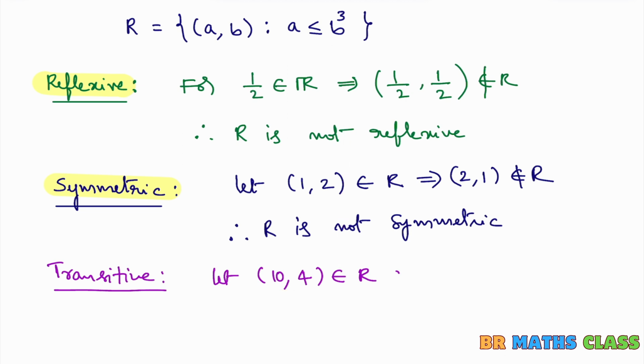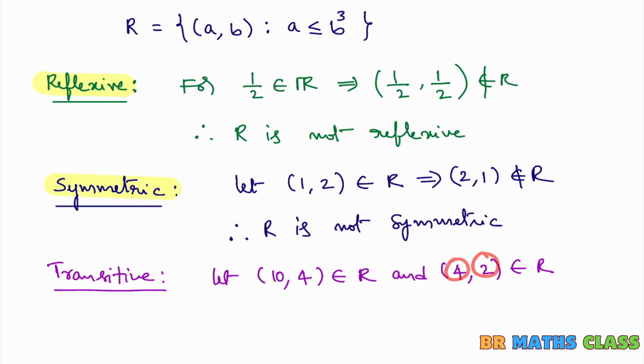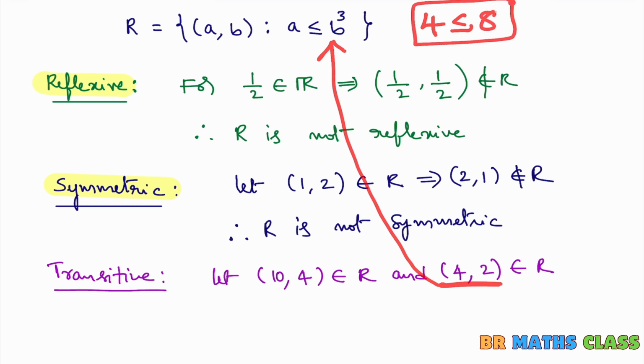Now I'll take one more. This one ends with 4, so whatever I take must start with 4. I'll take (4, 2). Now you check whether (4, 2) is in this relation or not. First, 4 is a real number, 2 is a real number. In place of a you write 4, in place of b you write 2. 2 cubed is 8. Is 4 less than or equal to 8? Yes, 4 is less than 8. So this is true, and the ordered pair (4, 2) also belongs to the relation.